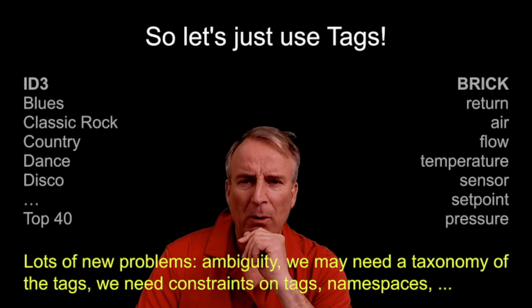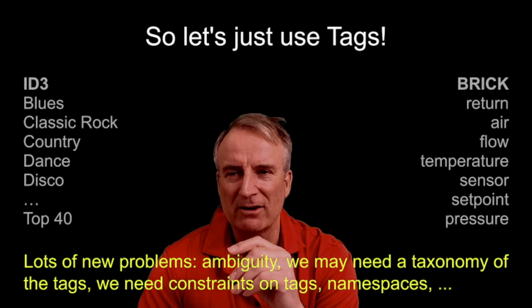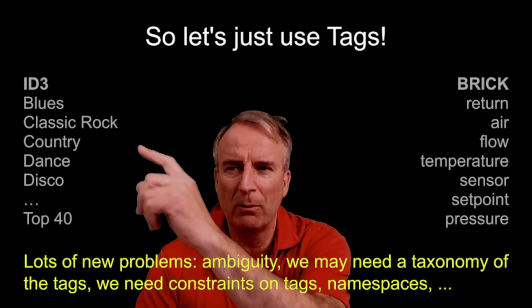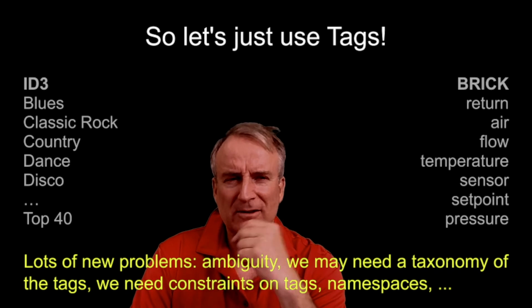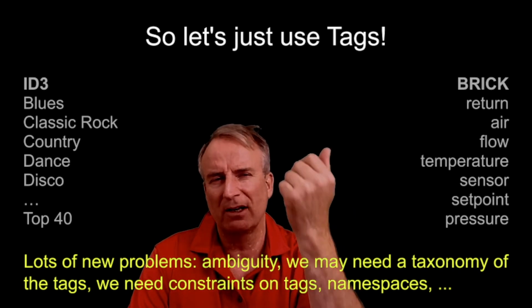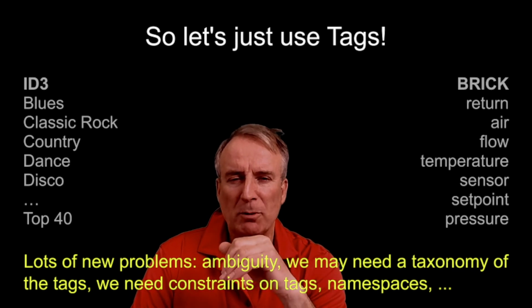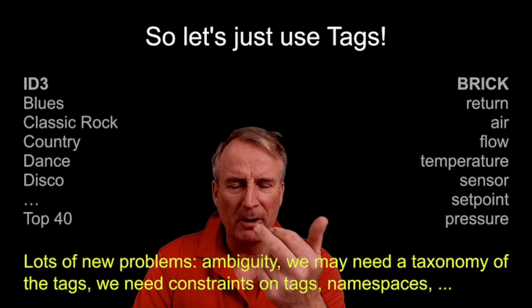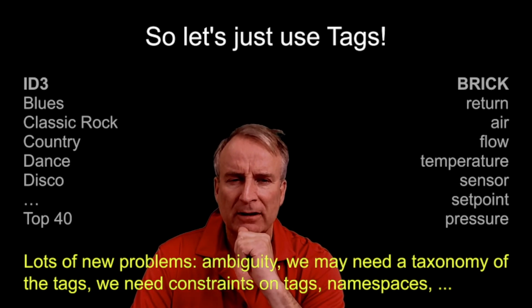And some people go, well, we'll just use tags. Tags are easy. We don't need taxonomies. We don't need categories. Let's just tag everything. We can be top 40 and we can be country if we want to. We can put tags on building pieces. And, hey, it's a sensor and it's a temperature sensor and it's an air temperature sensor. This creates lots of new problems. Tags are just a string. They're ambiguous. They don't convey a semantic meaning like a relationship in a graph.